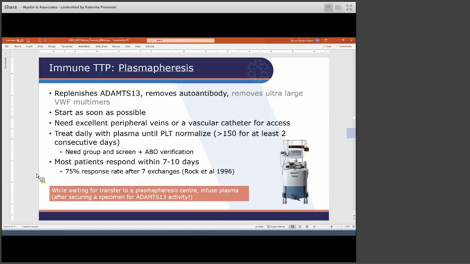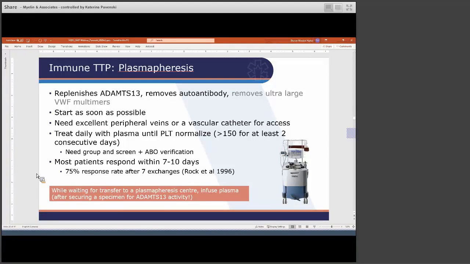It's accomplished with one of those machines. Kind of looks like dialysis. It operates slightly differently. Unlike dialysis, this machine actually removes whole blood, centrifuges it, keeps back the plasma, and that goes into the waste bag, and then the plasma that is removed is being replaced by plasma from healthy donors. And you have to do this procedure daily until your platelet count normalizes. It needs to start as soon as possible since, as I said, you are risking very significant organ damage or potentially death if the treatment is delayed.